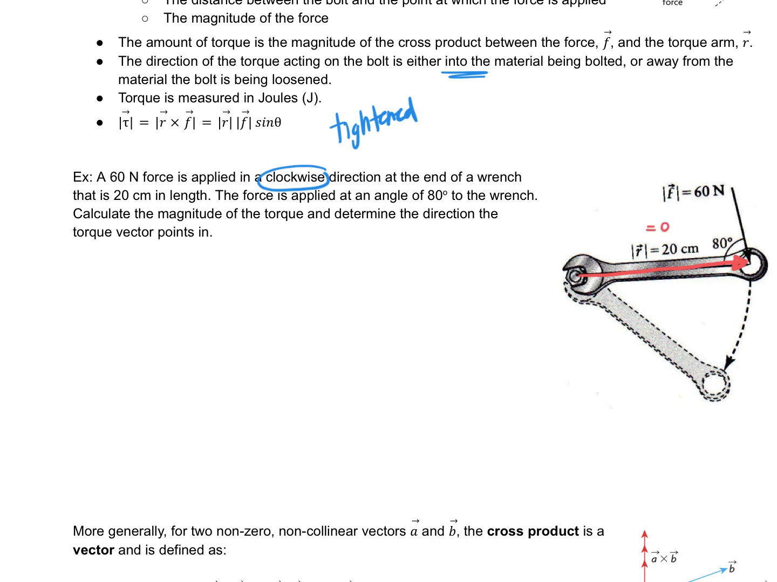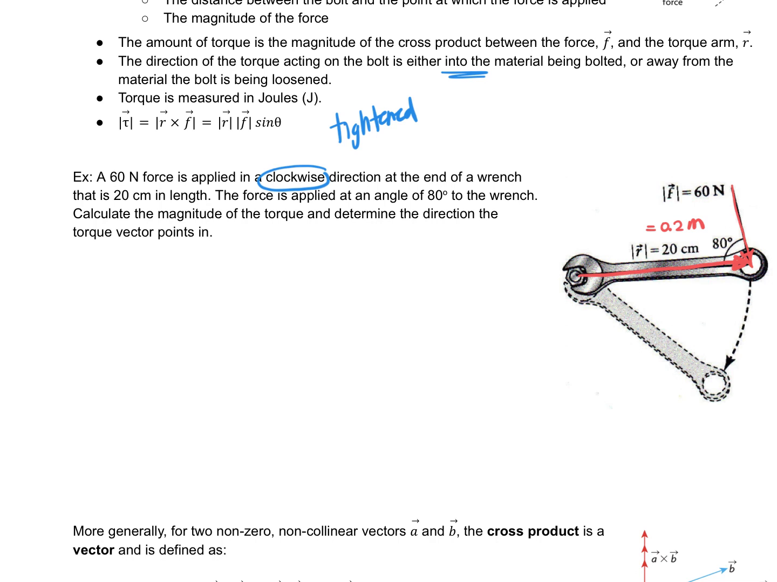So I will make a note that it's actually 0.2 meters. We are also shown the force that is acting on the wrench, and the angle is 80 degrees. Now, if you notice the vectors, they are head to head, and we need our vectors to be tail to tail to use the appropriate angle.